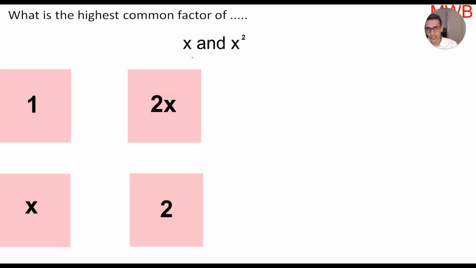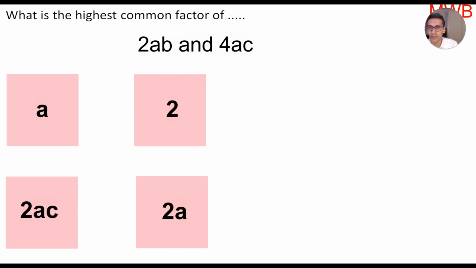Okay, next, highest common factor of x and x squared. Okay, so we know that 1 goes into both. 2x doesn't go into either of them. 2 doesn't go into either of them, so the highest common factor is going to be x.